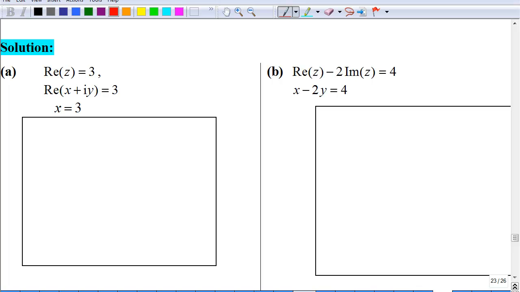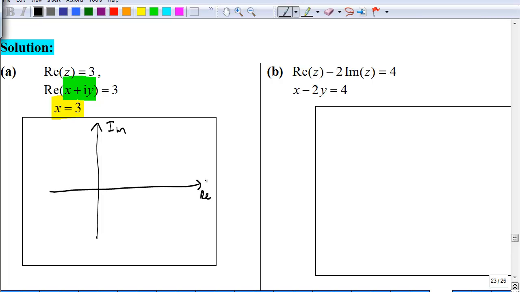Right, so in example 35a, we are given that the real part of z is equal to 3. So we know that if we were to rewrite z in terms of the x plus iy form, we can actually see that x is equal to 3. So x equals 3 is just a vertical line that passes through x equals 3, right? So the locus can be easily drawn.